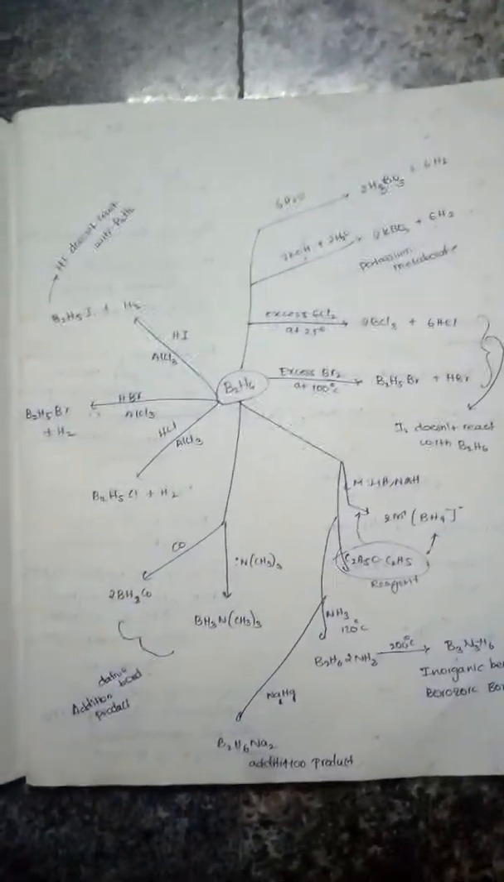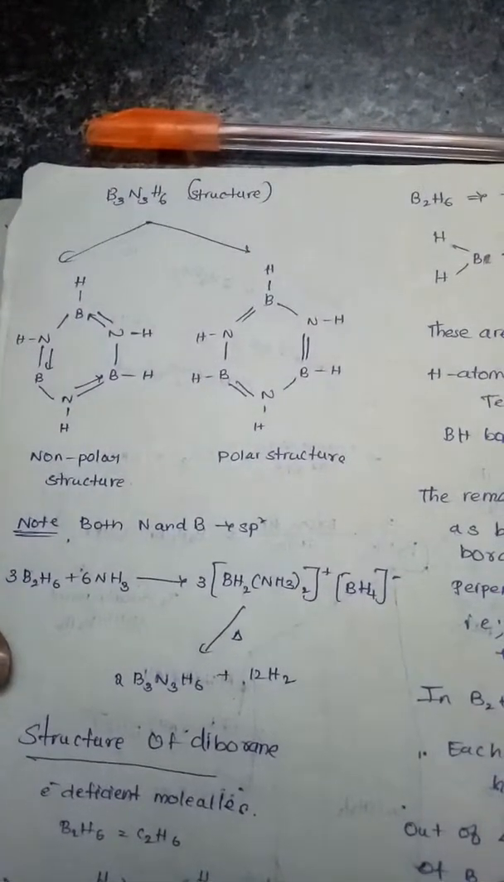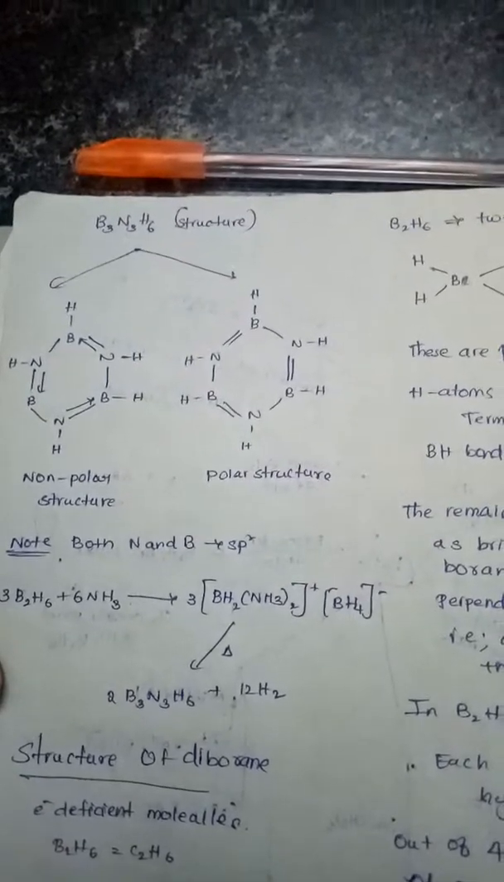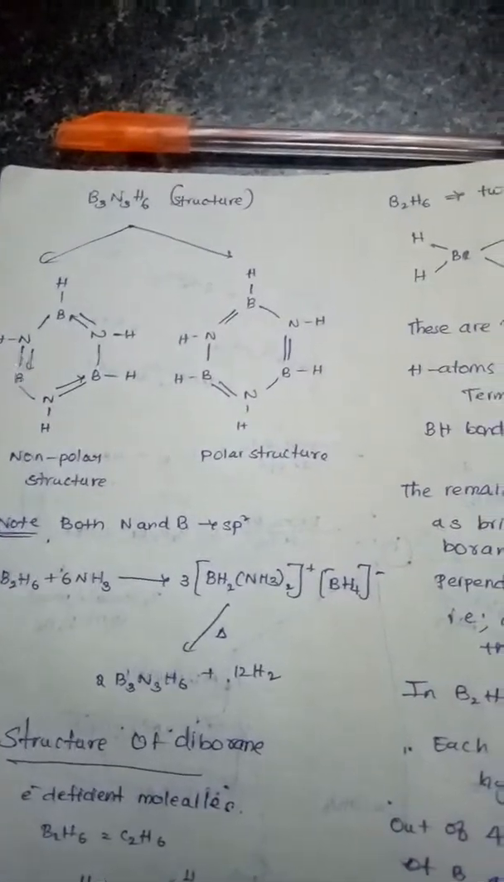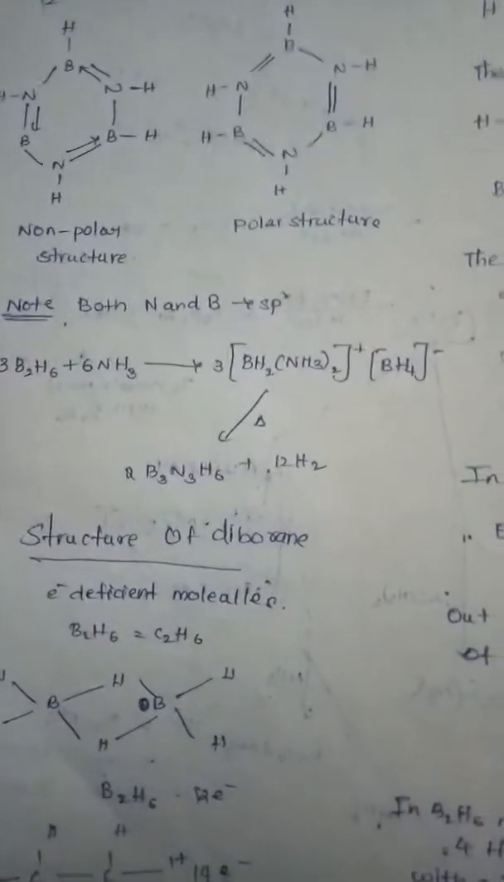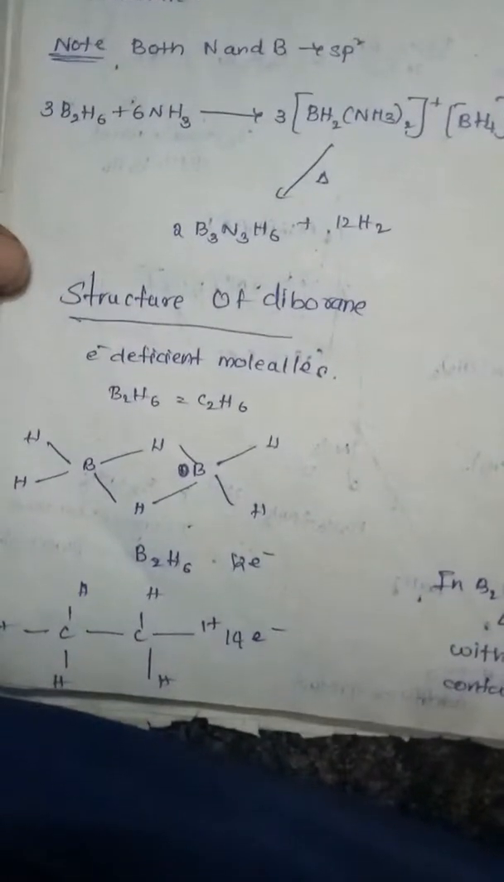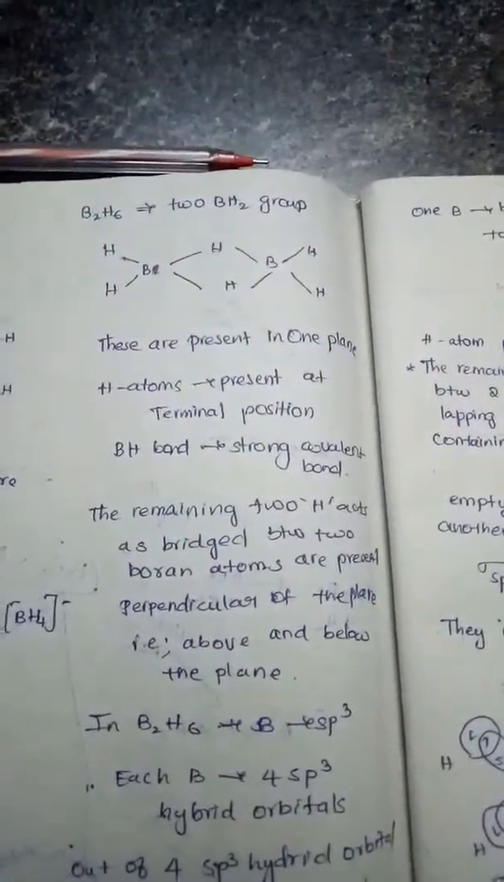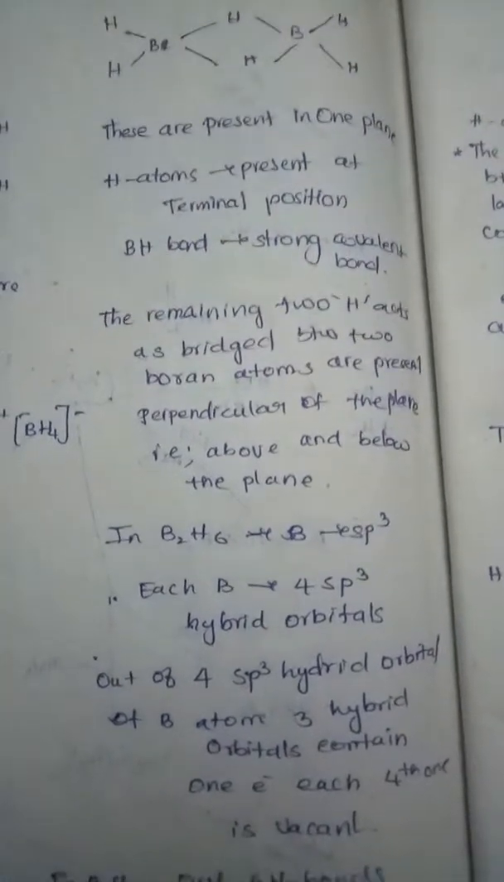And here the reactions of B2H6, that is diborane. You can have a deep descriptive about the reactions. Okay, next when we go, here we have the benzene-like structure that is known as B3N3H6 structure. And the structure of diborane. And a deep descriptive about the structure here, and this is the structure, this is a deep descriptive about that.